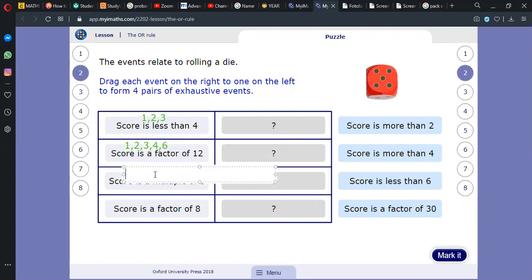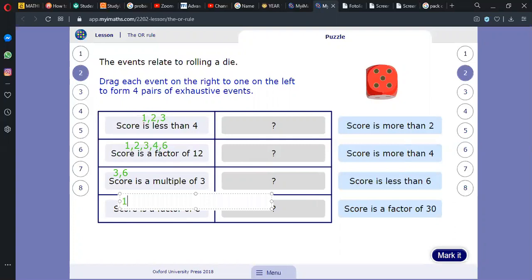The next one talks about score is a multiple of 3, quickly. Multiples of 3, you have 3 and you have 6. You know we are talking about the die, and on a die, you expect that your numbers cannot be more than 6. So the last one, I'm just listing out the outcomes. Score is a factor of 8. Factors of 8, you have 1, you have 2, you have 4, and that's all. Those are all the factors of 8 you can find on a die.